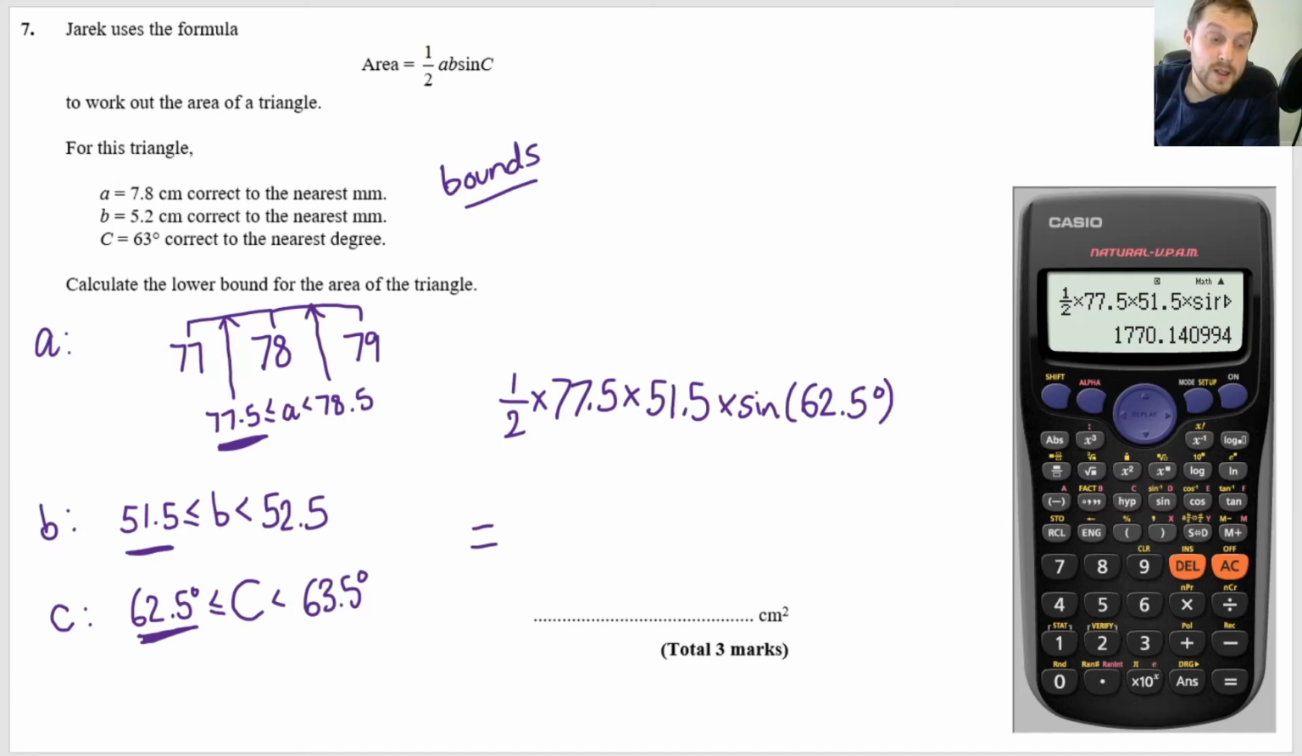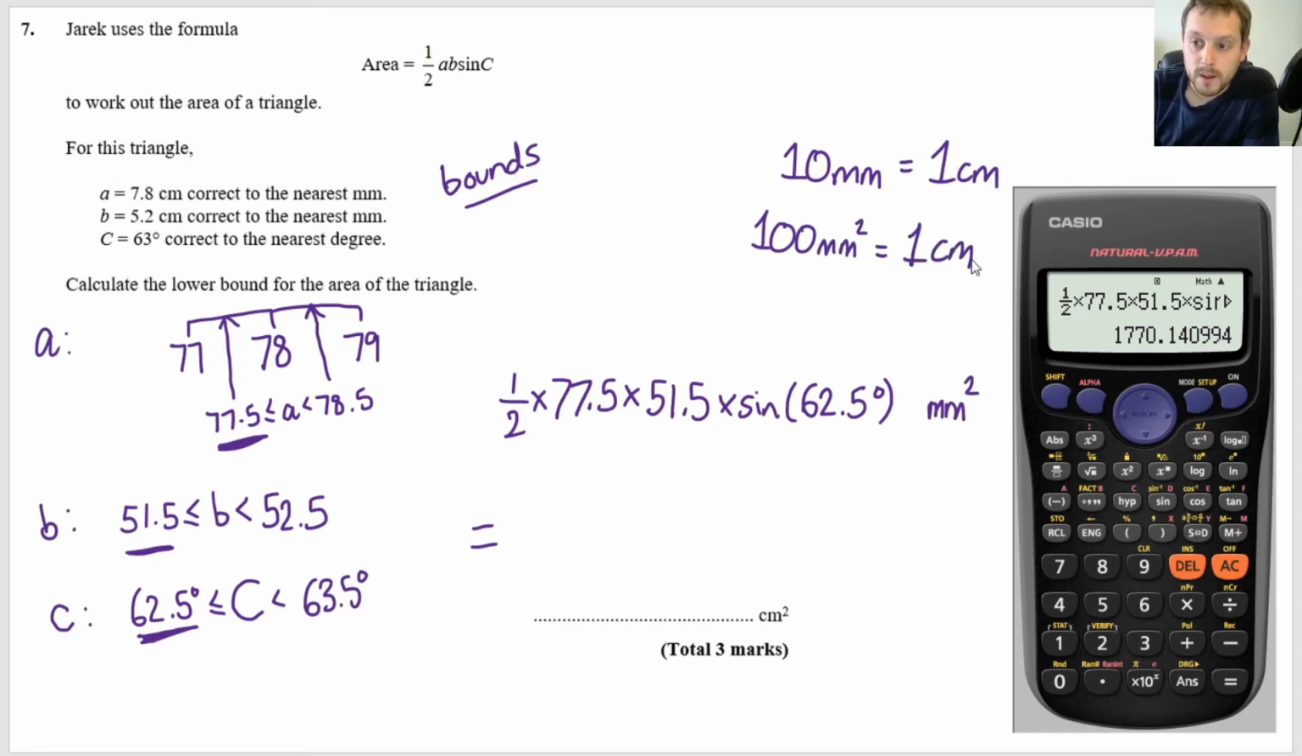And this is in millimeters squared. So let's be careful. This is in millimeters squared. So how do you convert millimeters squared to centimeters squared? Well, remember 10 millimeters is 1 centimeter. So 100 millimeters squared is, well, I square 1, it's still 1, a square centimeter. So you actually need to divide this by 100 to convert it into centimeters squared.